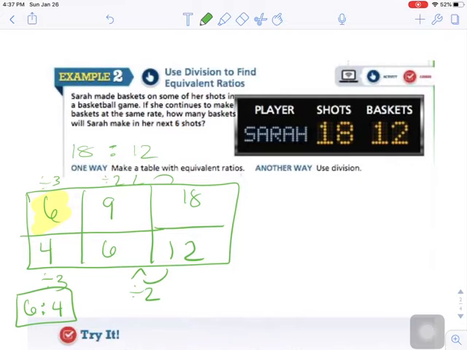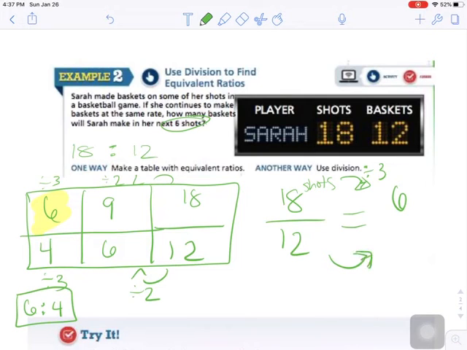So that's one way we can set the table and use division that way. The other way is we can just set up our ratio 18 to 12. I know I wanted to get to 6 shots, and we have shots on top. So I had to think about, if I'm getting to 6 shots, what am I dividing by here? If I'm doing 18 to 6, I know I'm dividing by 3. So whatever I divide the top by, I'm going to divide the bottom by.